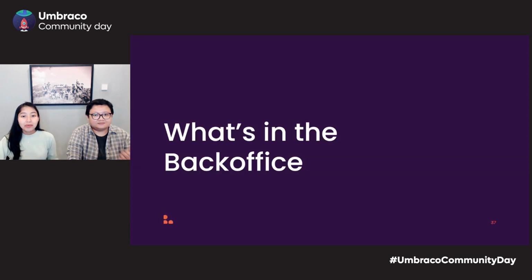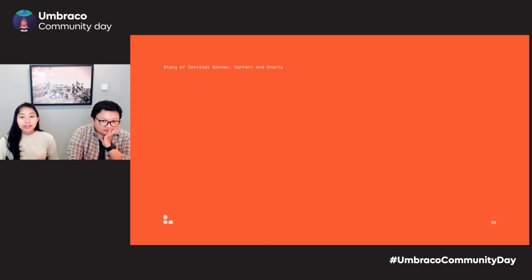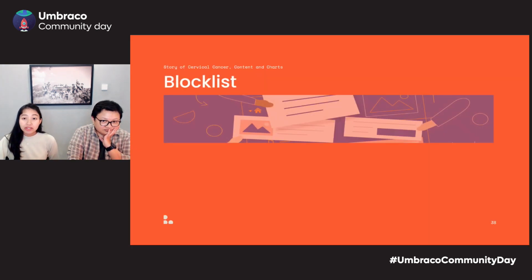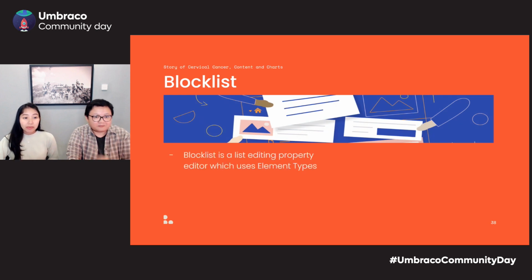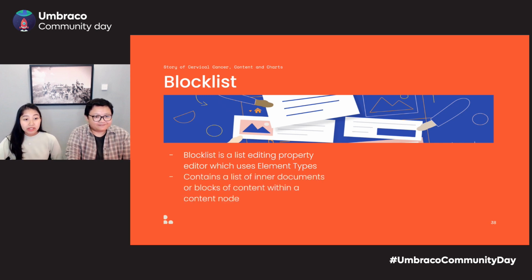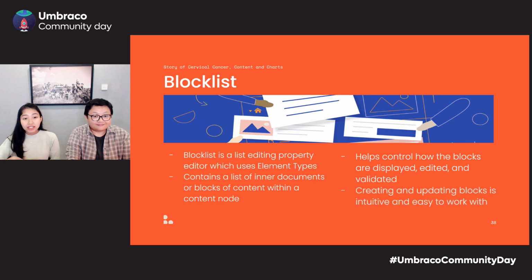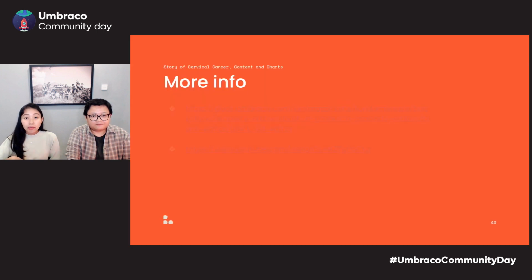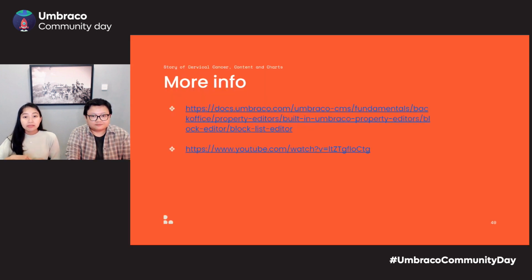So, what's in the back office? One of the Umbraco features that we use a lot in this project is block list. Block list is a list editing property editor which uses element types and contains a list of inner documents or blocks of content within a content node. It helps control how the blocks are displayed, edited, and validated. Creating and updating blocks is intuitive and easy to work with. For more information about how to set up block types, editor appearance, data model, and rendering, see the following links.